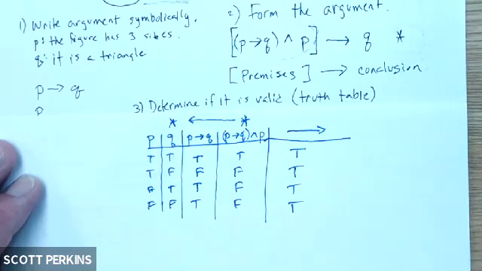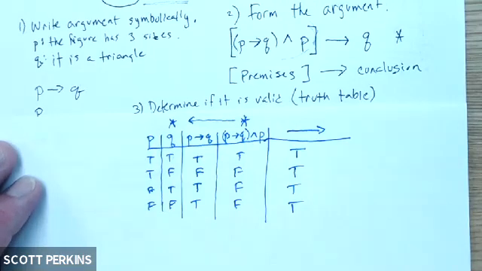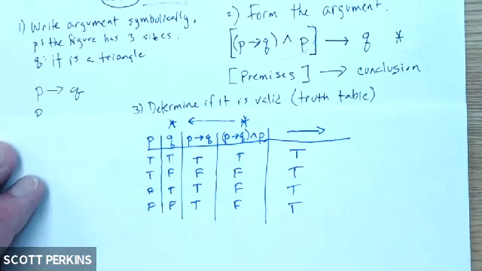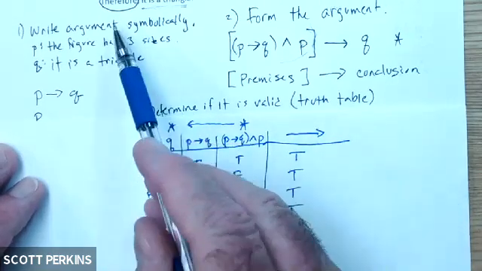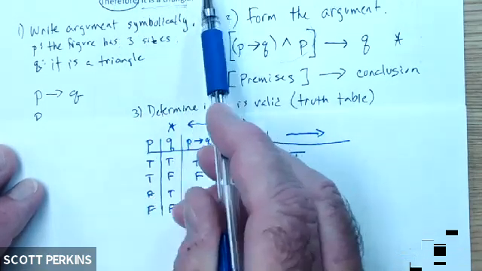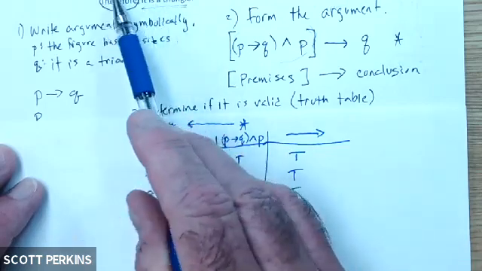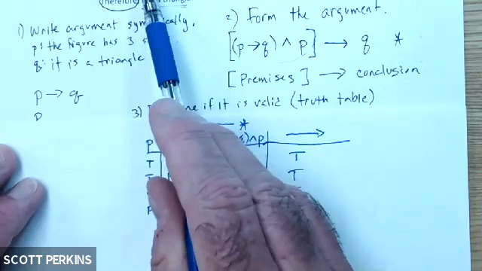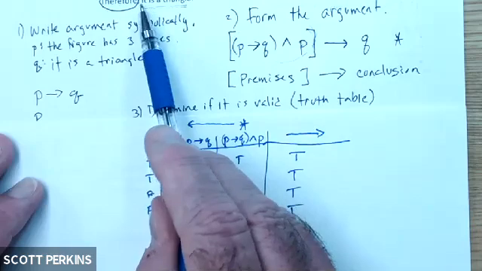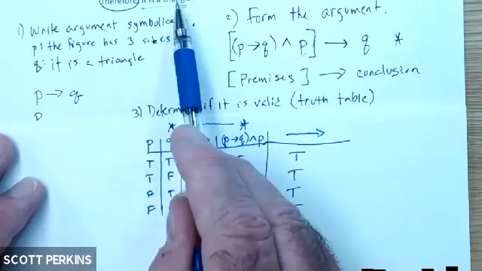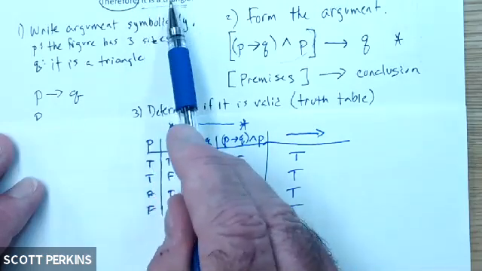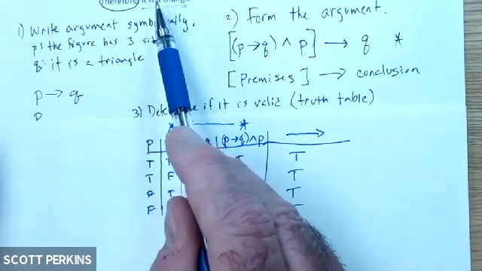And so now we have to answer the question. And the question was, is this a valid argument? This argument that was up here: if the figure has 3 sides, then it's a triangle. The figure has 3 sides, so that's my given information. So I want to know, therefore, it is a triangle. Is that always true? Is that the only conclusion that I can draw from that given information?